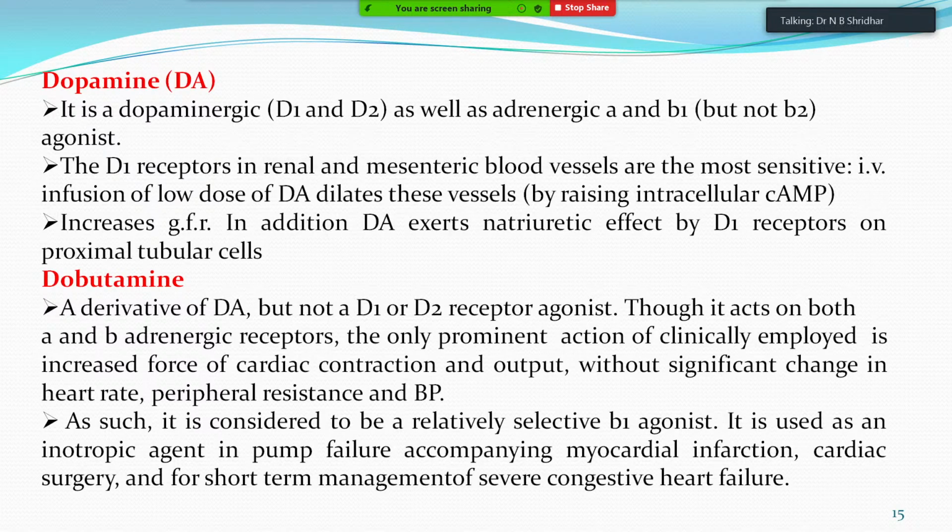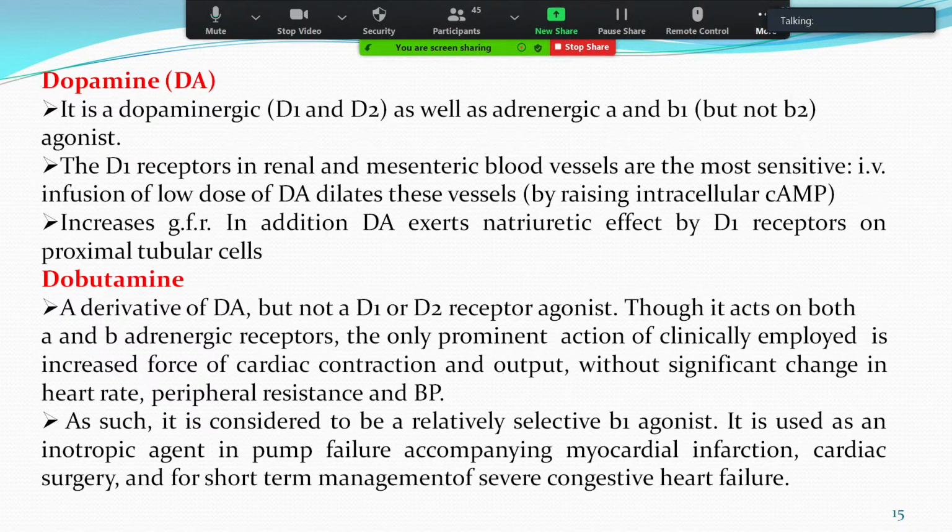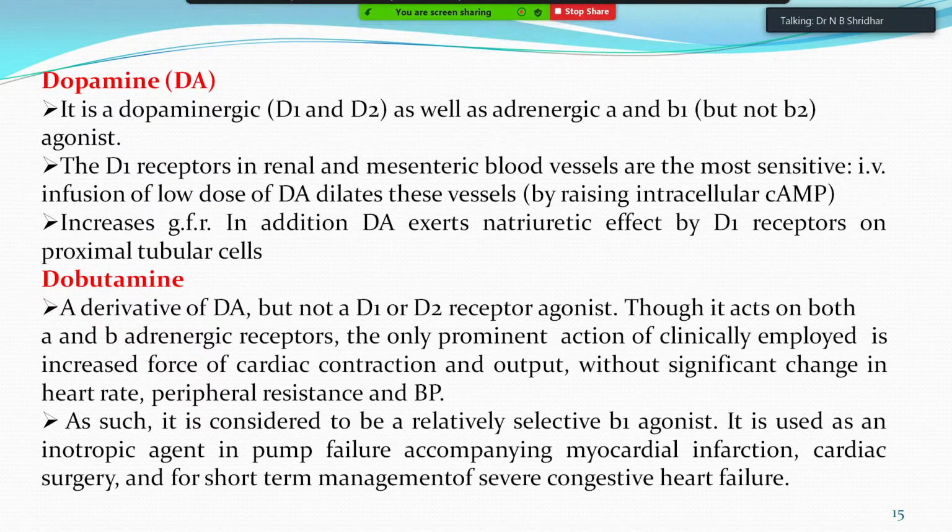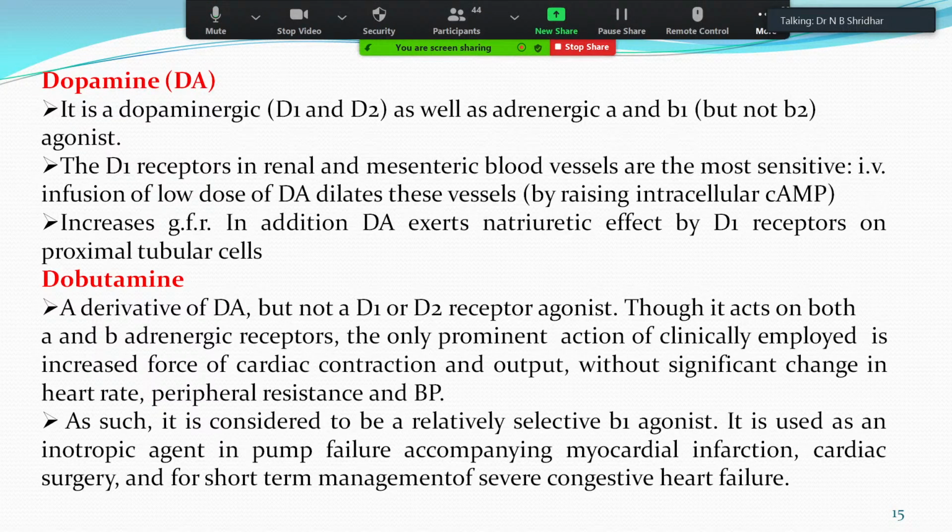And the next drug is dobutamine. What's dobutamine? A derivative of dopamine, but not a dopamine 1 or dopamine receptor agonist. Though it acts on both alpha and beta adrenergic receptors, it's because it is structurally similar to noradrenaline and adrenaline. The only prominent clinically employed action is increased force of cardiac contraction and output without significant change in the heart rate, peripheral resistance and blood pressure.